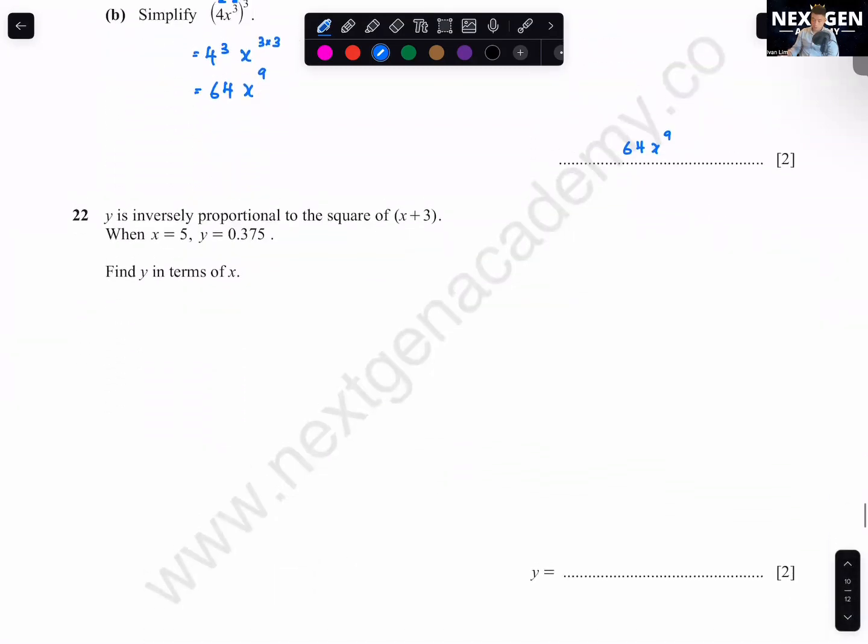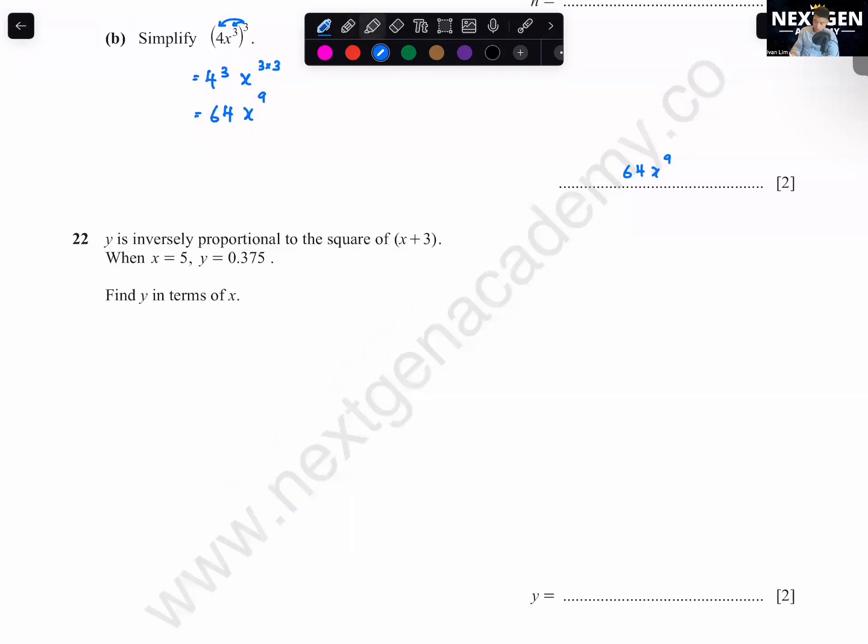Okay, question 22. Inversely proportional question. Keyword here, inversely proportional to the square of x plus 3. x is 5, y equals 0.375. Whenever we see proportional type of question, we need to find the k value first. But how to find k? We write down the relationship first. y is inversely proportional, we use that fish symbol, to the square, (x plus 3) squared. How to change the fish symbol? You multiply it by k.